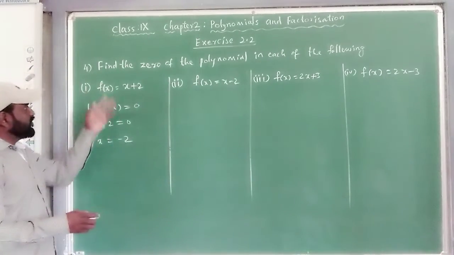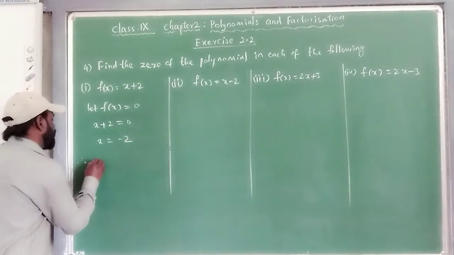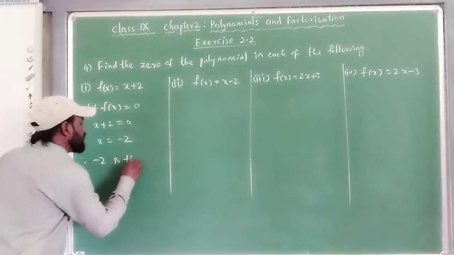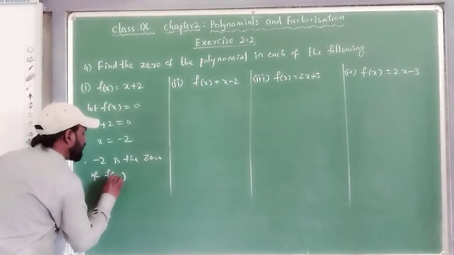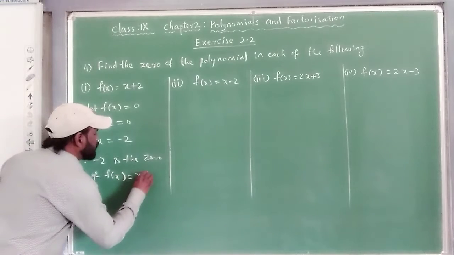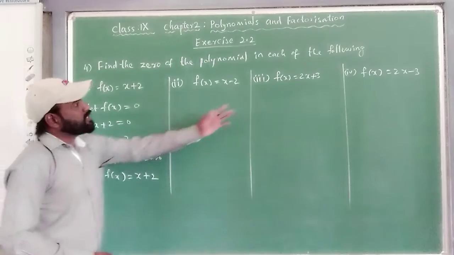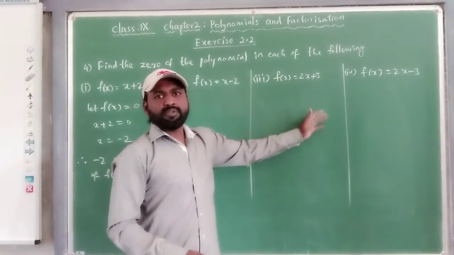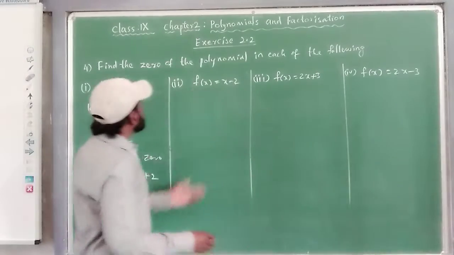So what is the zero of this given polynomial now? Minus 2 is the zero of the polynomial. Therefore, minus 2 is the zero of the polynomial f of x is equal to x plus 2. So very simple. Hope you understood. Let us see 3 more problems so that the remaining problems you can do on your own. So let us do the second one.